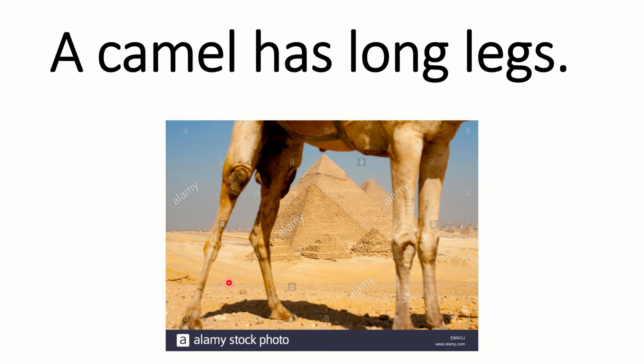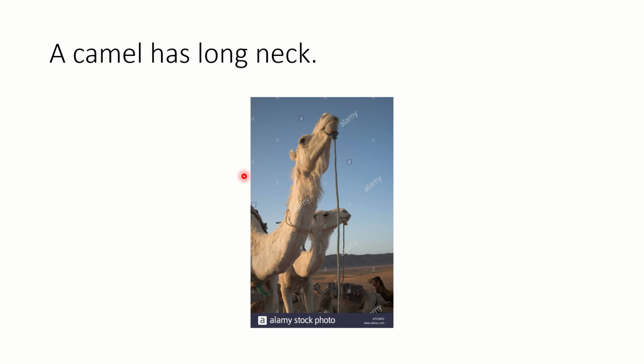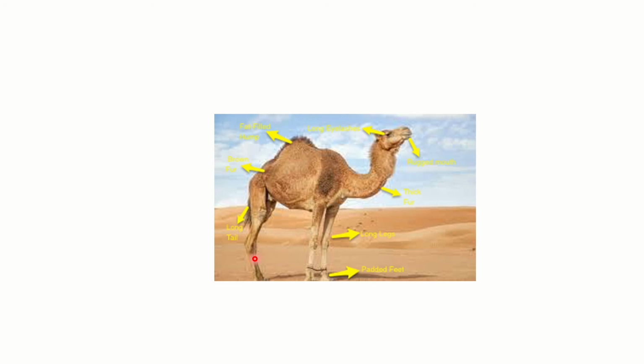They are long legs. The camel has a long neck. It has a long neck. Again, say the word neck. One neck. The camel has a long neck. So the camel has a long neck and long legs.